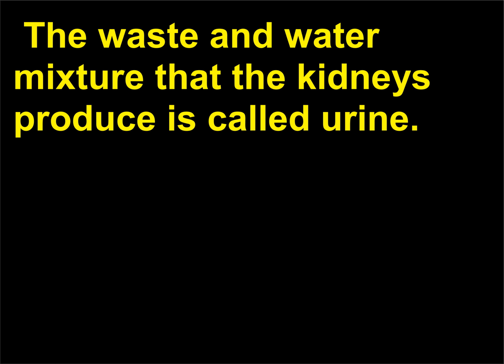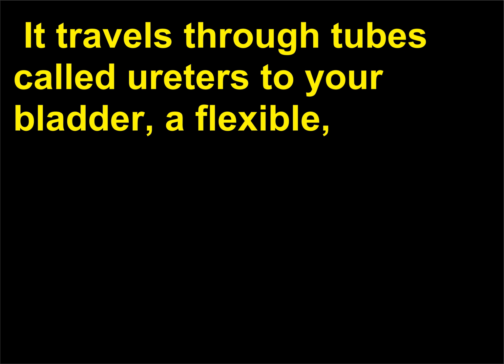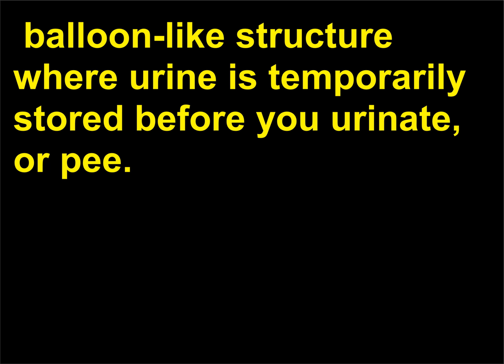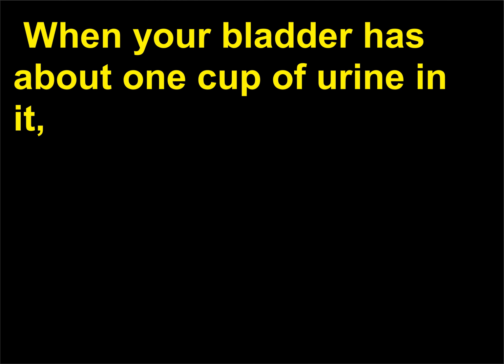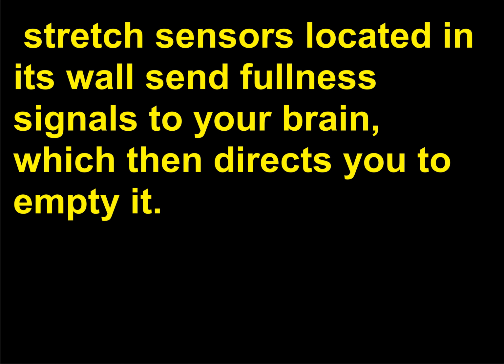The waste and water mixture that the kidneys produce is called urine. It travels through tubes called ureters to your bladder, a flexible, balloon-like structure where urine is temporarily stored before you urinate, or pee. When your bladder has about 1 cup of urine in it, stretch sensors located in its wall send fullness signals to your brain, which then directs you to empty it.